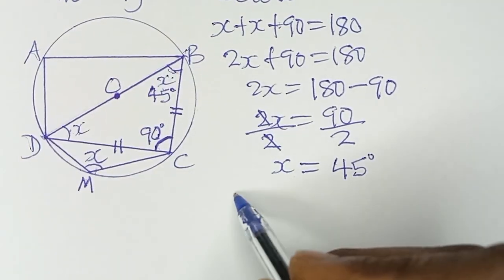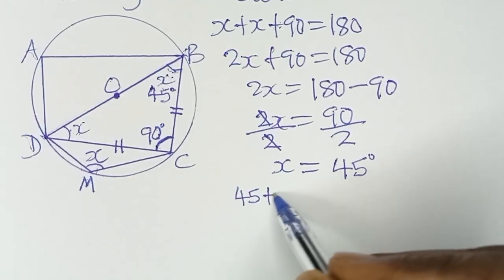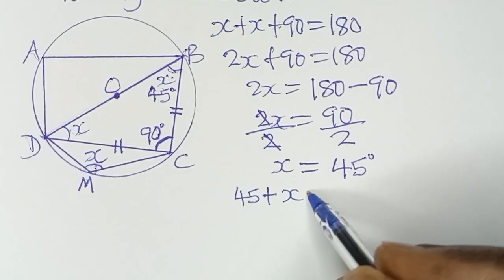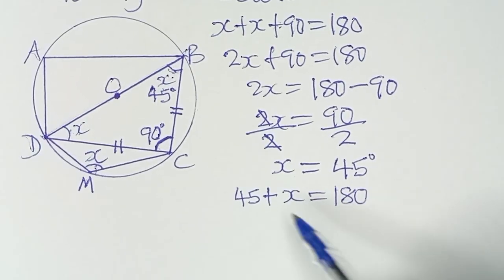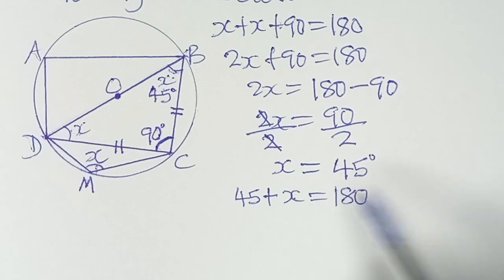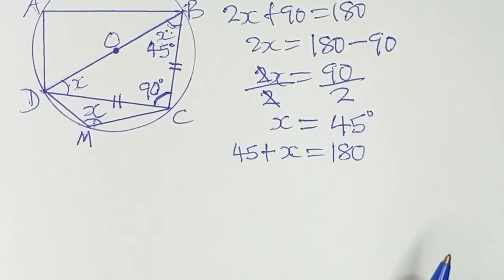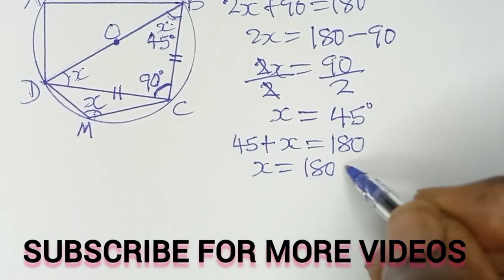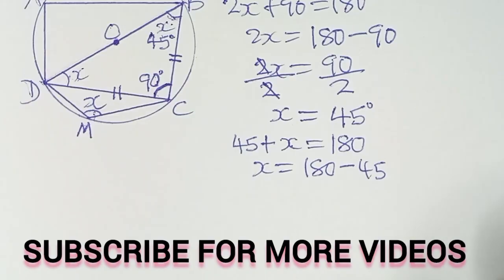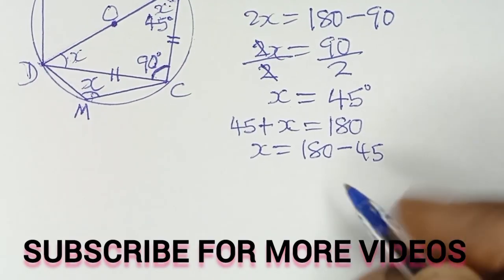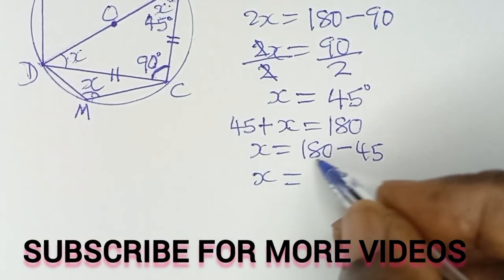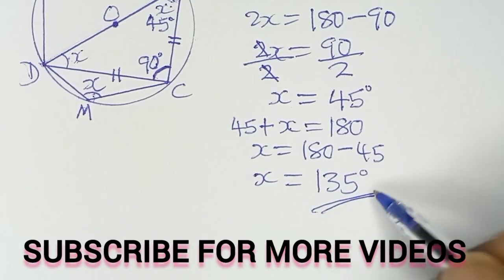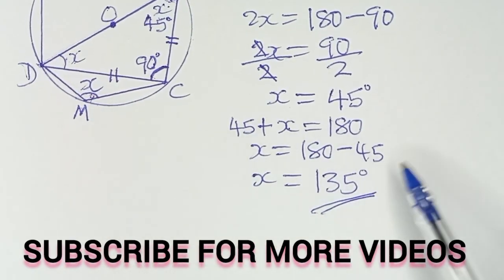So I can simply say that 45 plus angle x, this angle x now, is equal to 180, because opposite angles of a cyclic quadrilateral add up to 180. From there, I can move on and say that x is equal to 180 minus 45 degrees. And finally, 180 minus 45 will give us 135 degrees. So that's the value of this angle x, and that's the final answer.